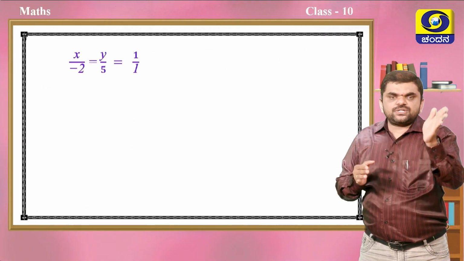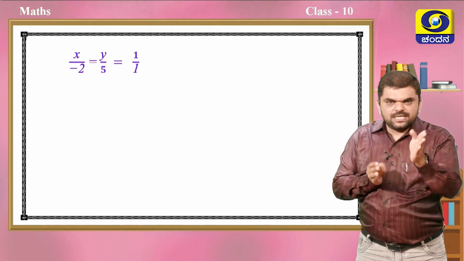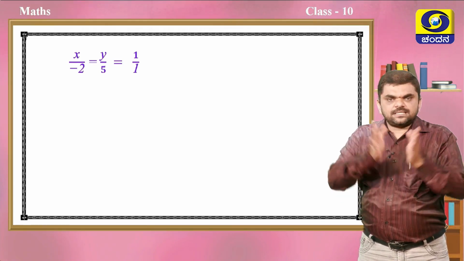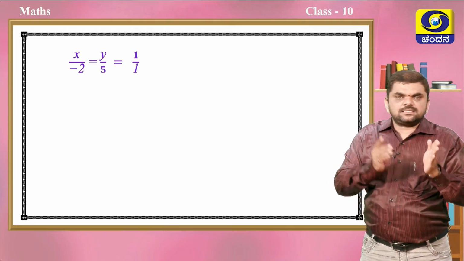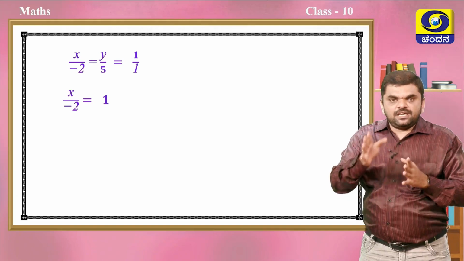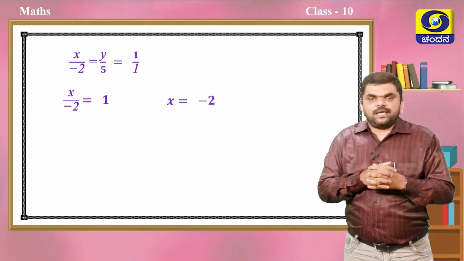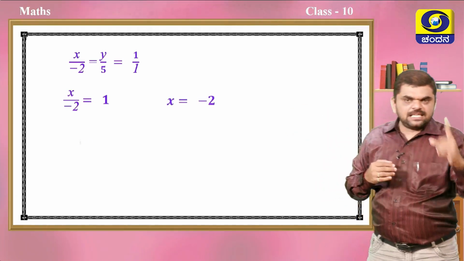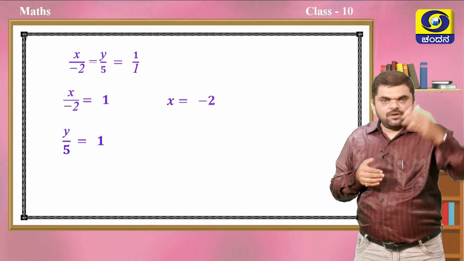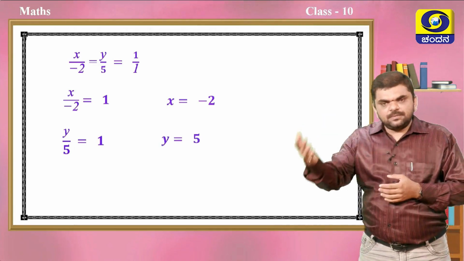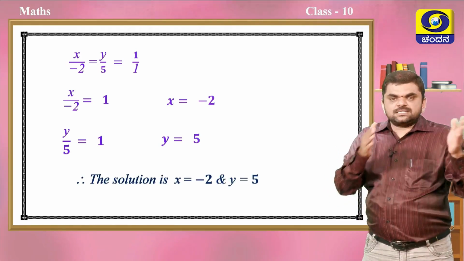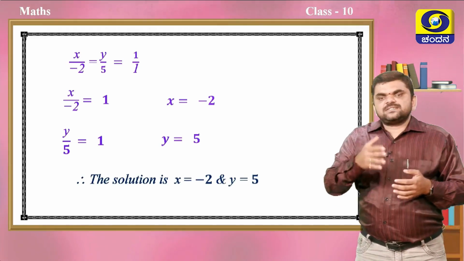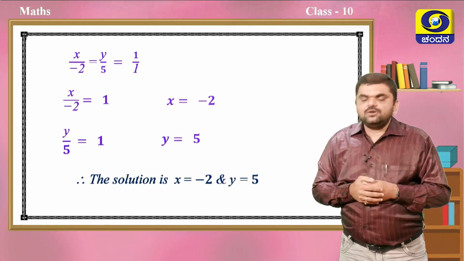So now substitute x over minus 2 is equal to 1. Just take the constants. So on cross multiplication, we get x is equal to minus 2. We get the value of x as minus 2, and y over 5 is equal to 1, and on cross multiplication y is equal to 5. The solution of these equations are x is equal to minus 2 and y is equal to 5.